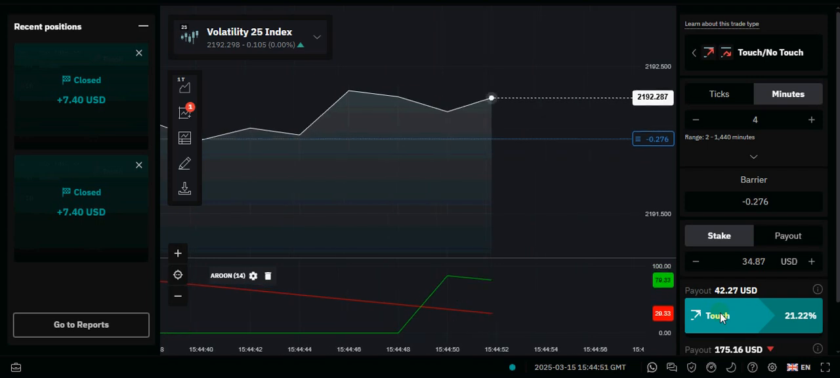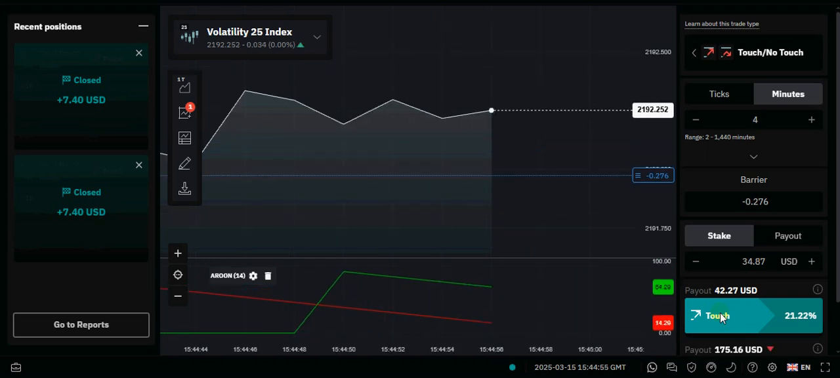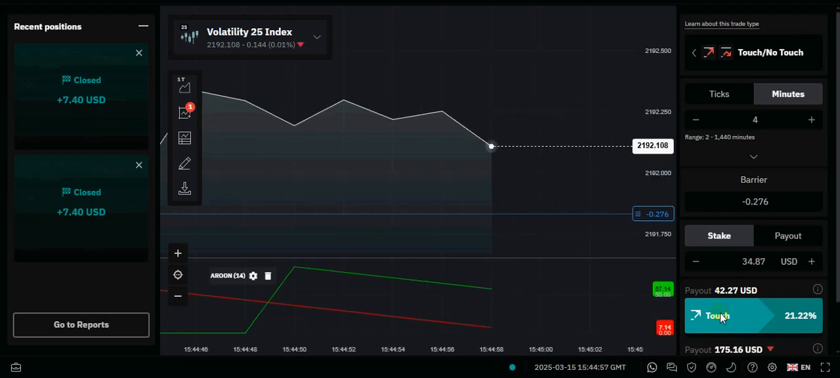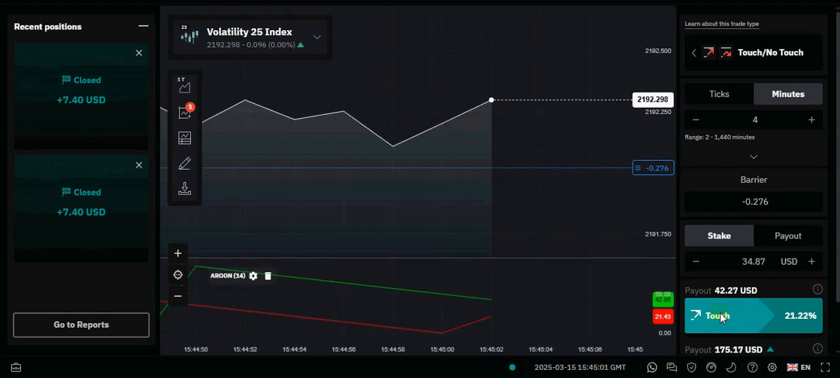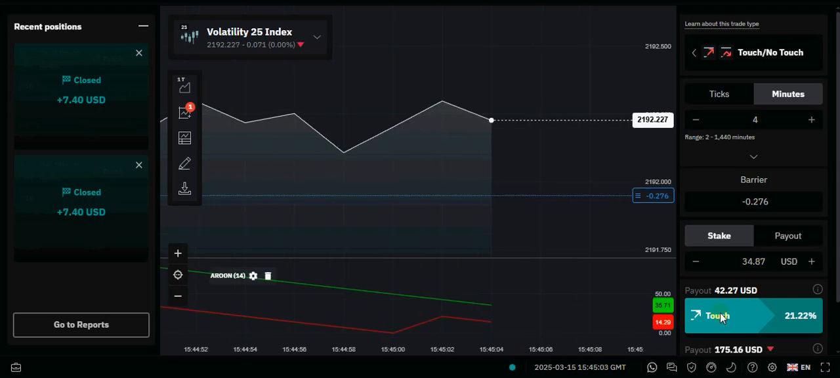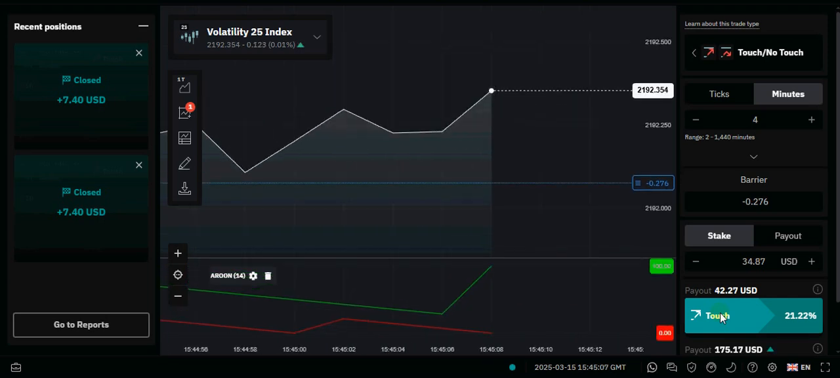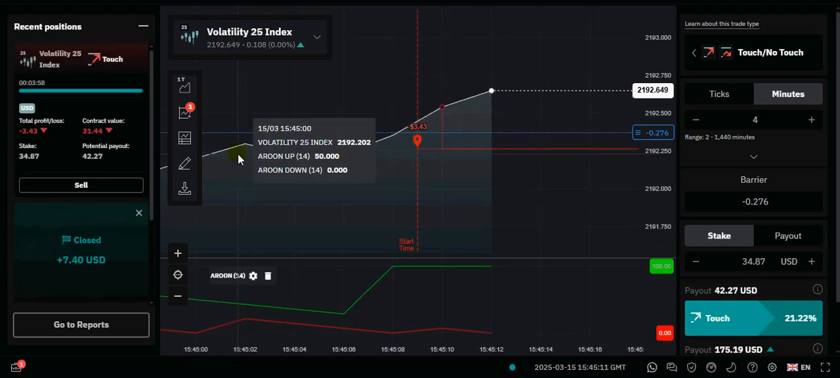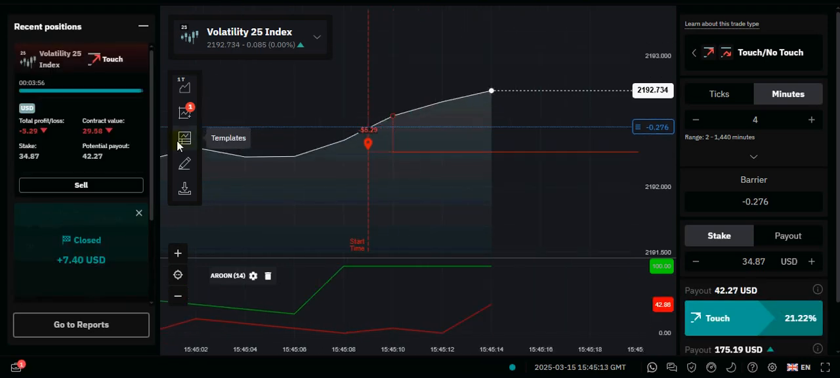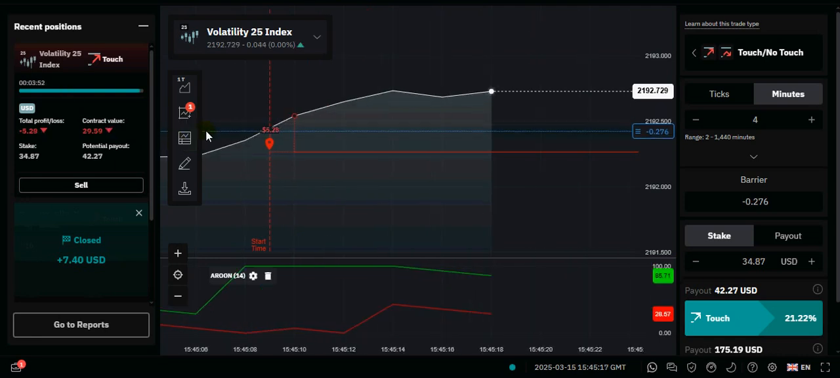So the green is right above the red, but the green is not facing up. So the top is facing up, the green is facing down. The green must also face up. Don't forget. Oh, both are facing up. You can see right there, both are facing up. So I click on touch right there. So let's wait for the outcome of that trade. Is the time count right there?